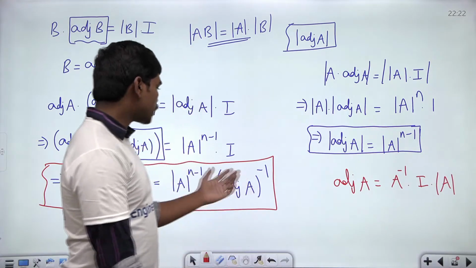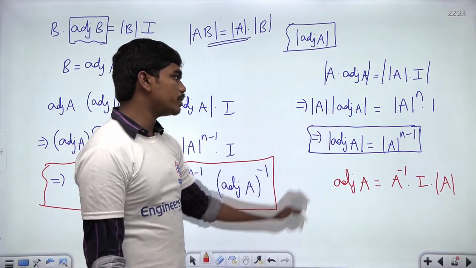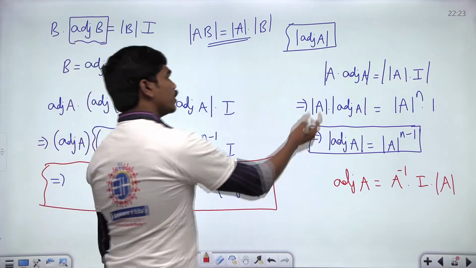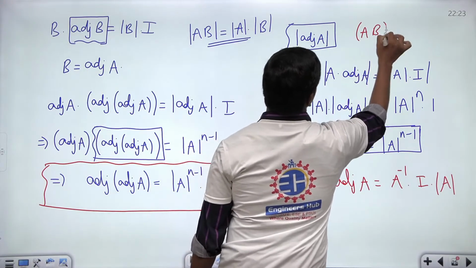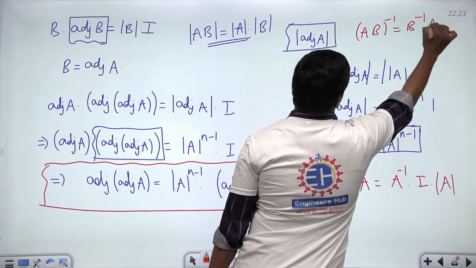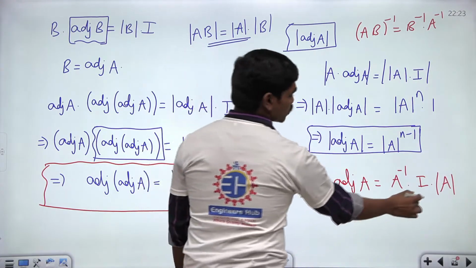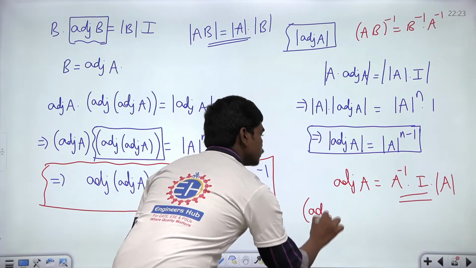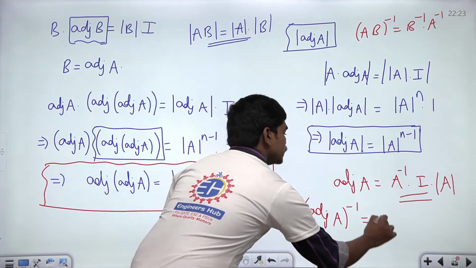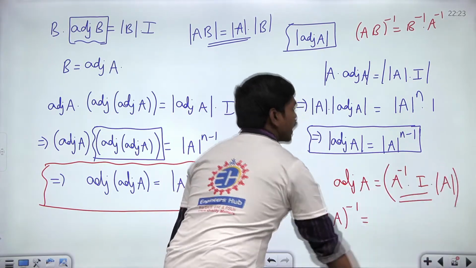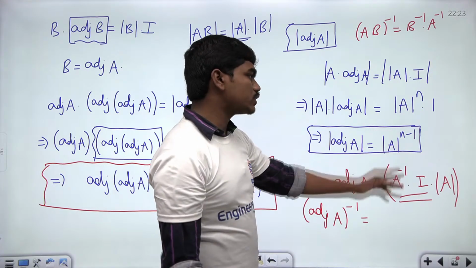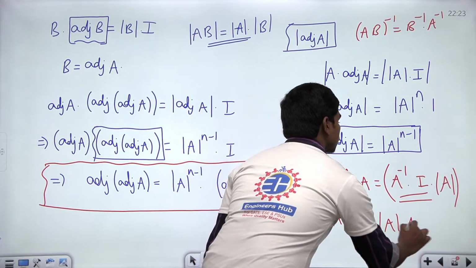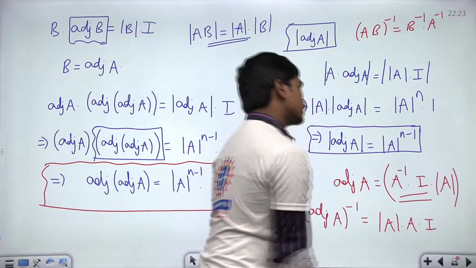Since det of adjoint A is known to be det A whole power n minus 1, you will be able to calculate the value of this. Because in tomorrow's class anyhow you will come to know AB whole inverse is nothing but B inverse into A inverse. So you know how to calculate adjoint of A whole inverse. If you want to find the inverse of that, this det A is a scalar, so if you pull this det A outside, you will be getting A into I inverse, which is again I.